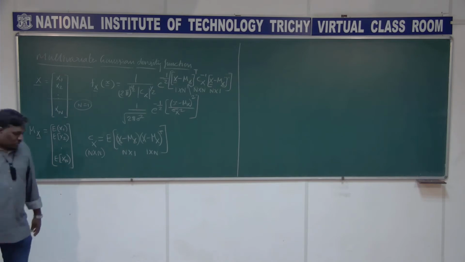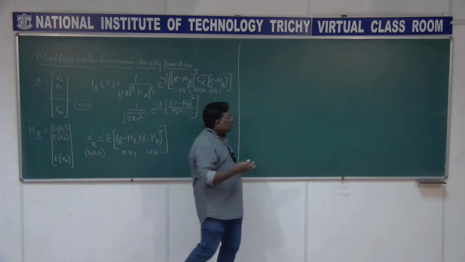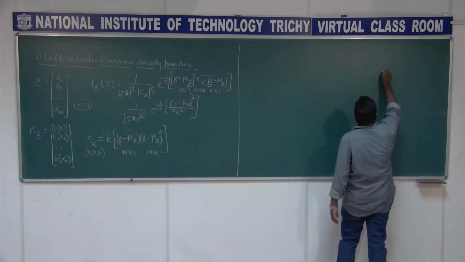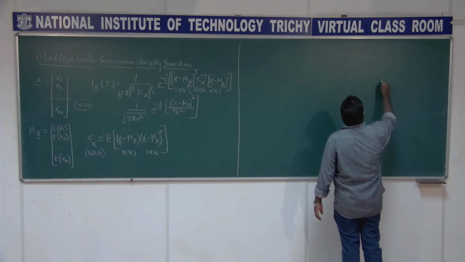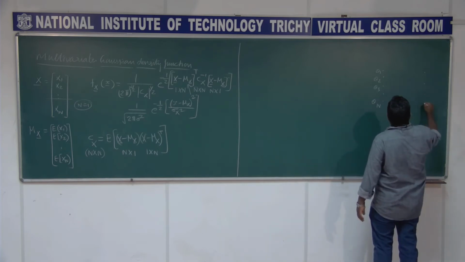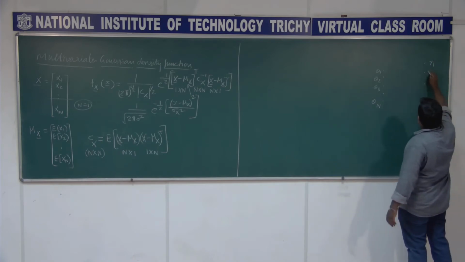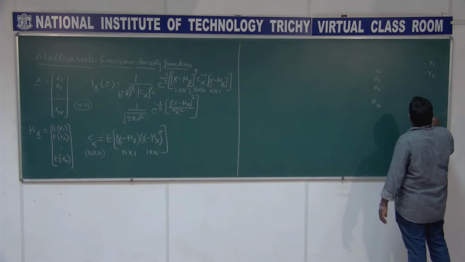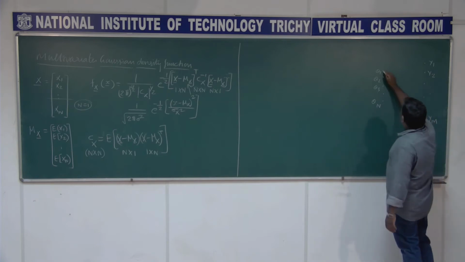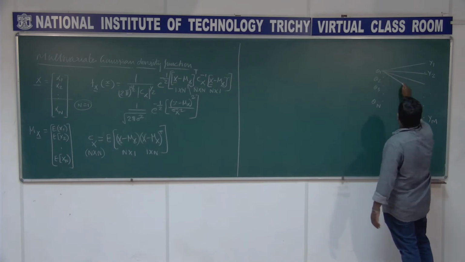So it's like a multi-input, multi-output model. Here we have theta 1, theta 2, up to theta n, and in the receiver section you have y1, y2 and so on up to ym, and you have the channel. This is the channel characteristics here.